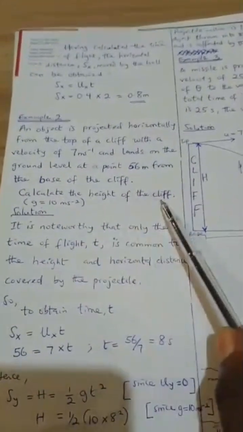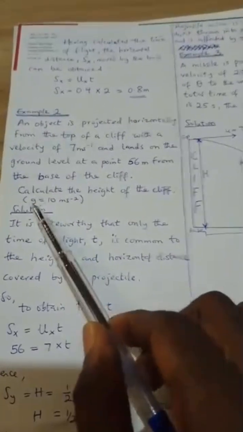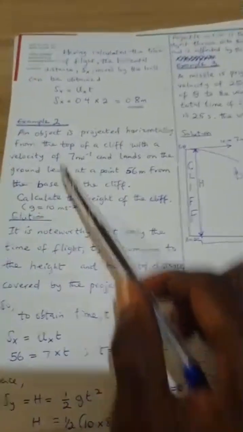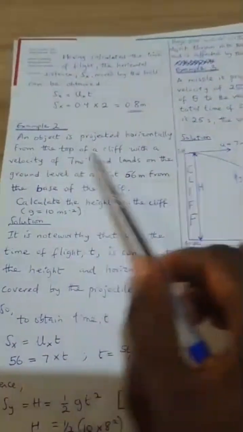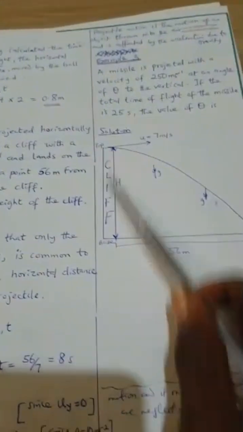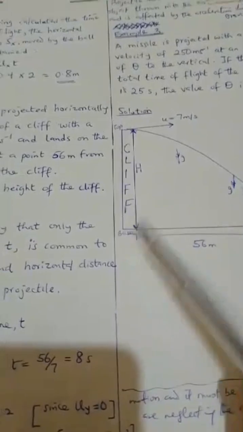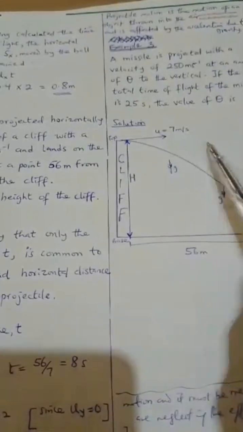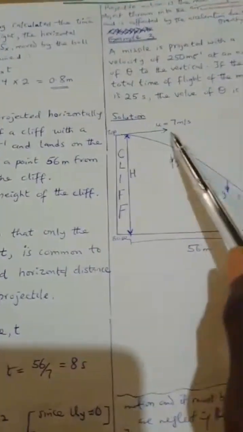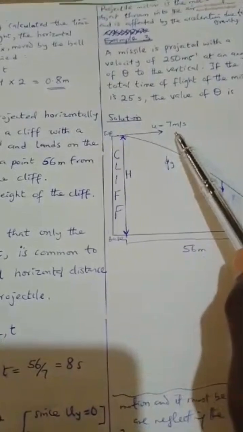Calculate the height of the cliff. Acceleration due to gravity g is equal to 10 meters per second squared. So the object is projected horizontally from the top of the cliff. Okay, so this is what it looks like: the top of the cliff, and then the base. So it's projected straight horizontally with an initial velocity of 7 meters per second.